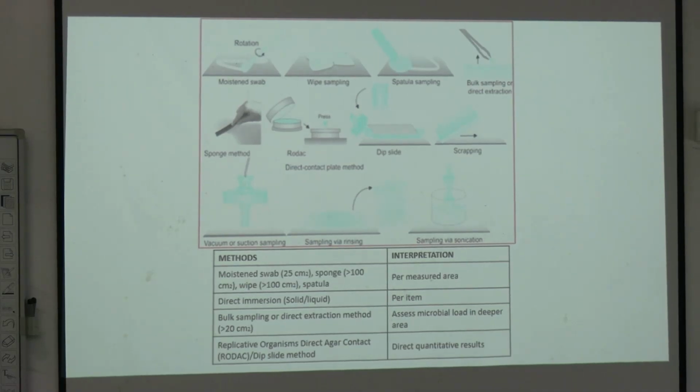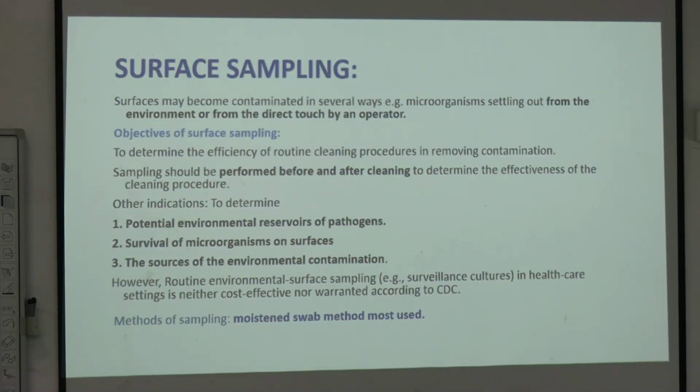Now the last portion is the surface sampling. Surface sampling means what? We have to culture the surface. That surface will be the high touch surfaces. What is a high touch surface and what is a low touch surface? Tell me. In this room, what is a high touch surface?